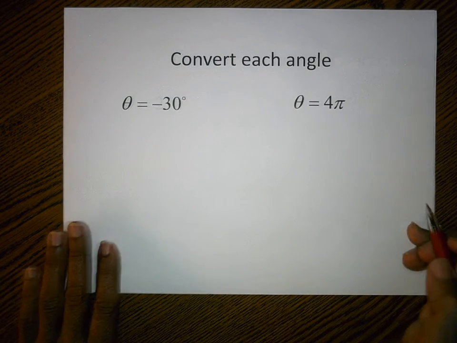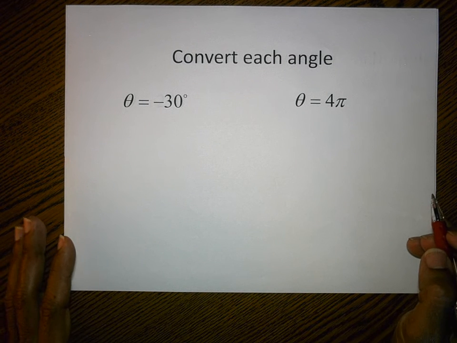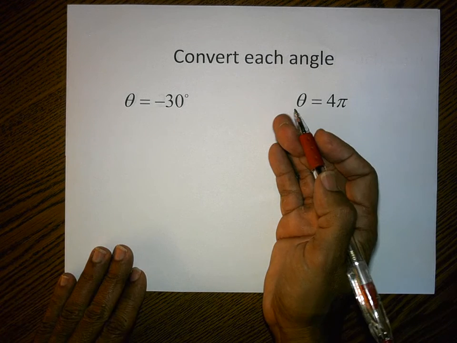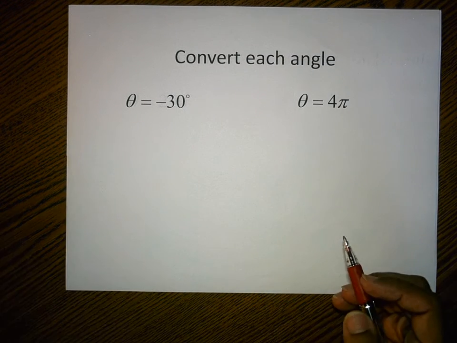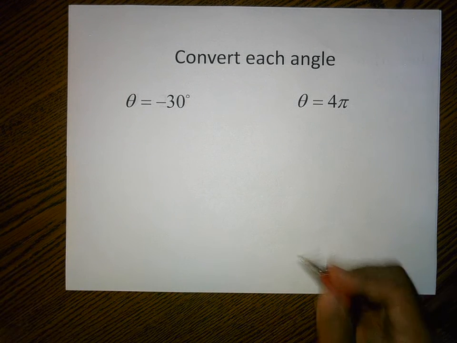All right, so let's go ahead and do some practice here. I know that some of you will be like, oh, I already know what negative 30 degrees is. It's negative pi over 6. Okay, that's cool. I'm starting with a simple example, of course, and then eventually we'll get to something a little harder, okay?